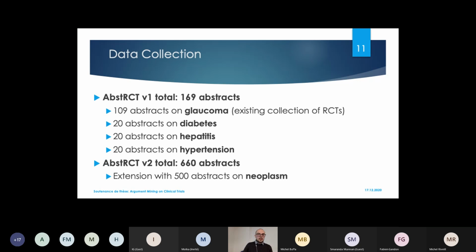And we started the data collection with an already existing collection of randomized controlled trials on glaucoma data. We annotated them with the argumentative components and further added abstracts on diabetes, hepatitis, and hypertension to have out-of-domain test sets. And so the first version of the data set comprises 169 abstracts. And in the second one, we also added 500 abstracts on neoplasm to increase the size to a total of 660 abstracts in the second version of the data set.